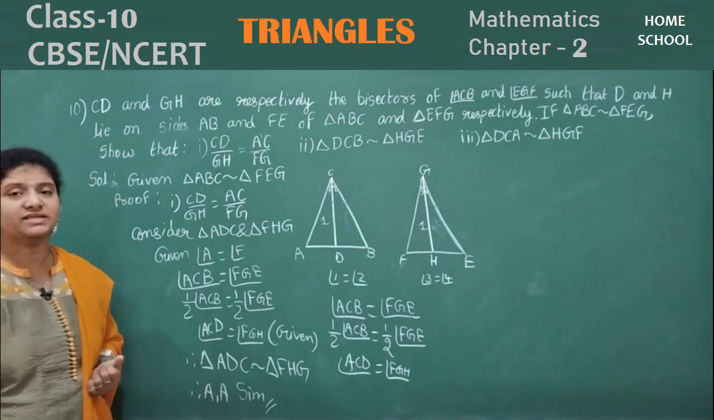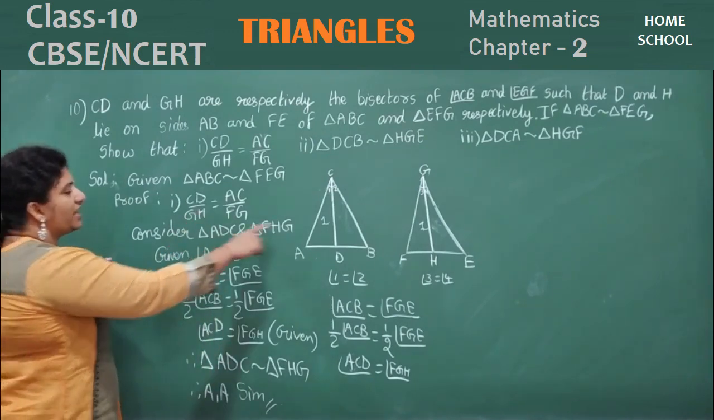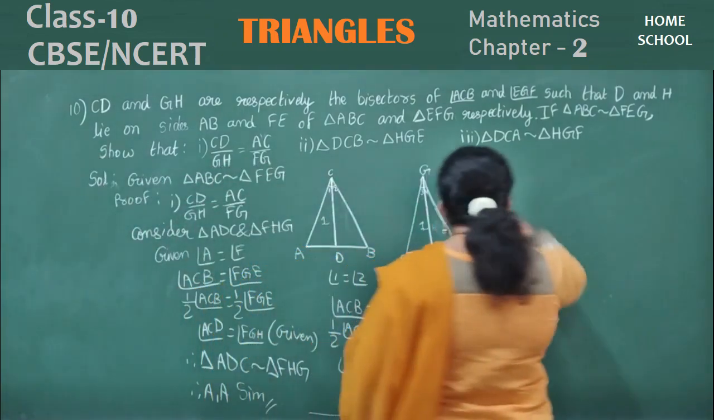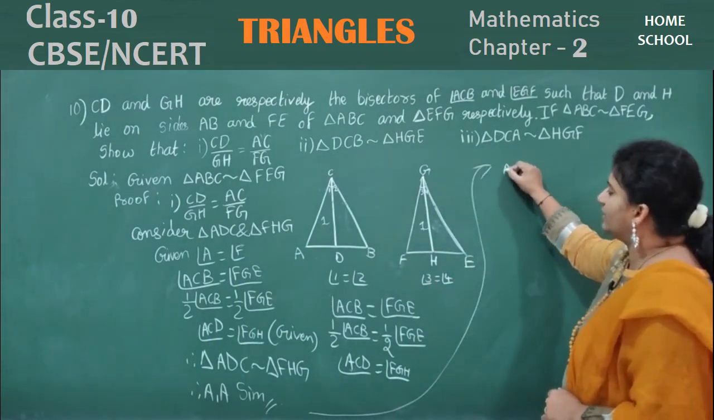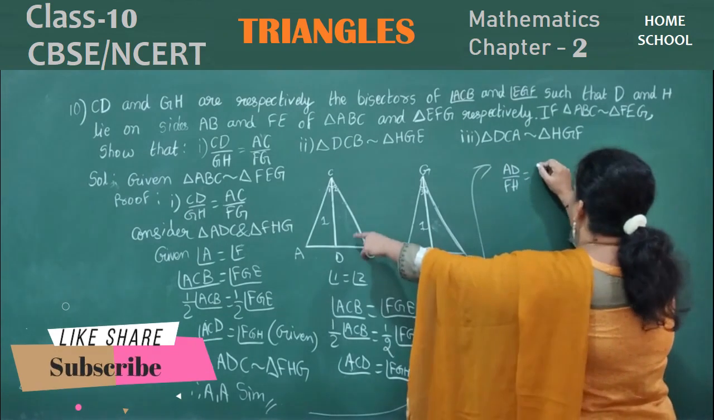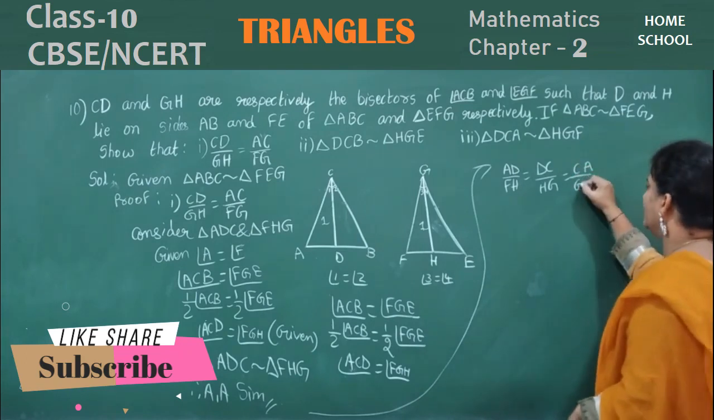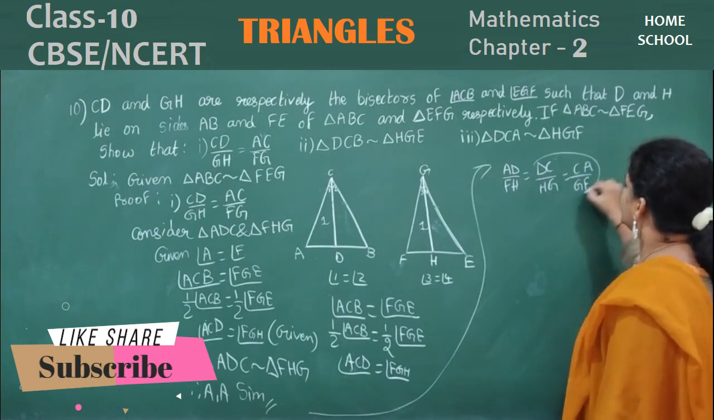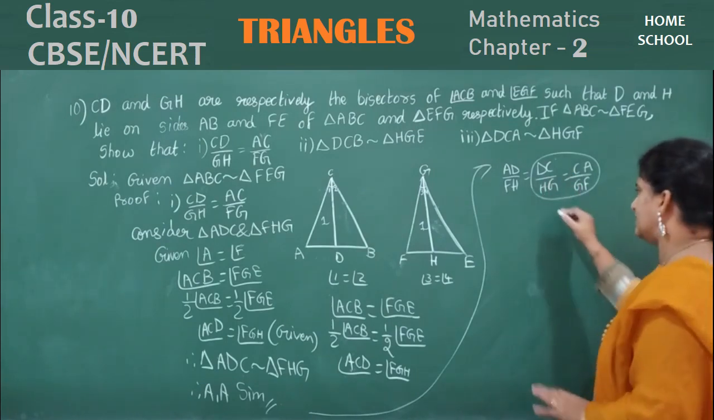If they are similar, what can you say now? If they are similar, the corresponding ratios are in proportion. So let's continue our problem here, children. If they are similar, what can I say? I can equate the ratio, that is AD by FH is equal to DC by HG is equal to CA by GF. But what is the ratio we need? CD and AC. Only these two we need. Finally, if you want, you can write CD or DC. No problem. Both are same.